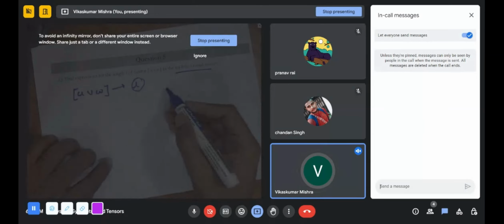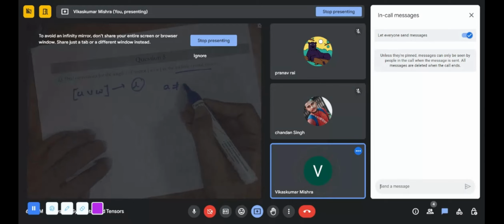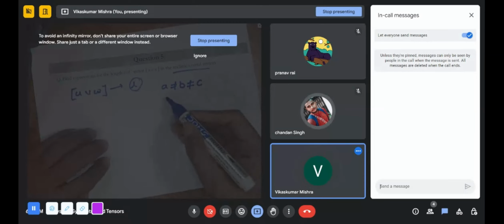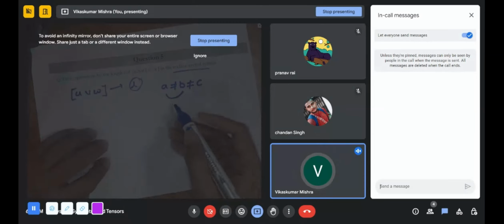We know that in the triclinic system, A is not equal to B, and it is also not equal to C. The angle between A and B is gamma, between B and C it is alpha, and between A and C it is beta. So all the angles are not equal to each other, and they are not equal to 90 degrees.